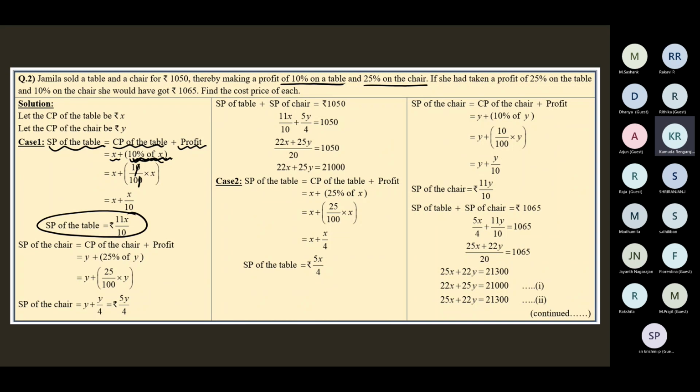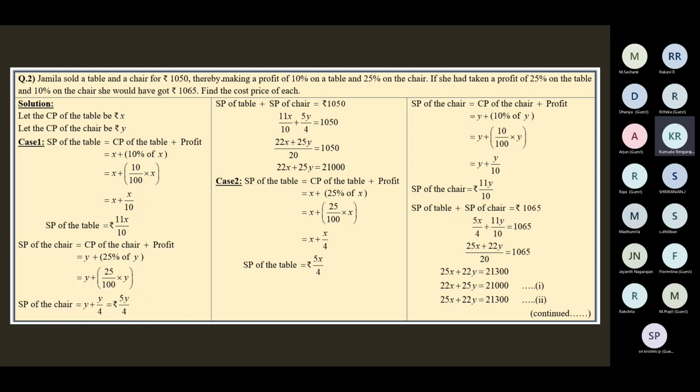In the same way, you should find the selling price of the chair. How will you find the selling price? Cost price plus profit. Cost price is Y. Profit is 25% of Y, which is Y by 4. When you add these two by taking the LCM, you will get 5Y by 4.